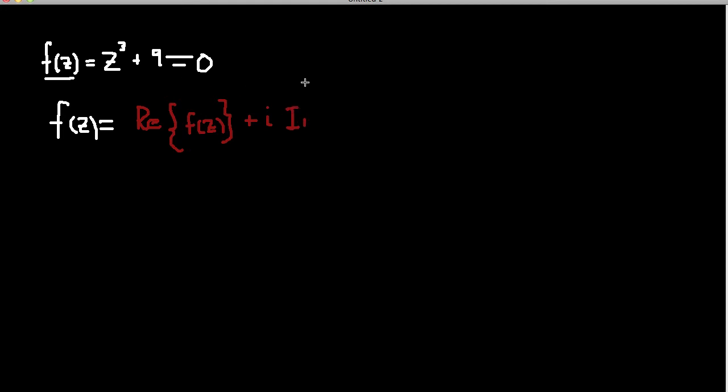Here, let me use a different color for the imaginary part here. I times the imaginary part of f of z. So there's a real part and there's an imaginary part. Now, because this has complex values, I can also compute the magnitude of this.